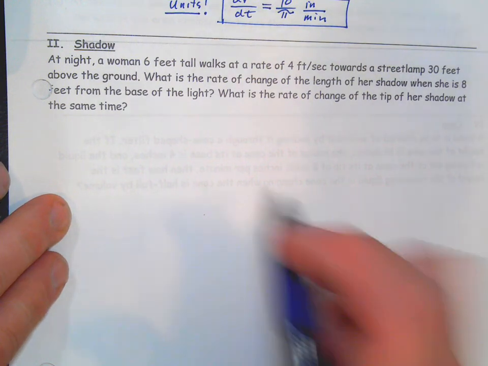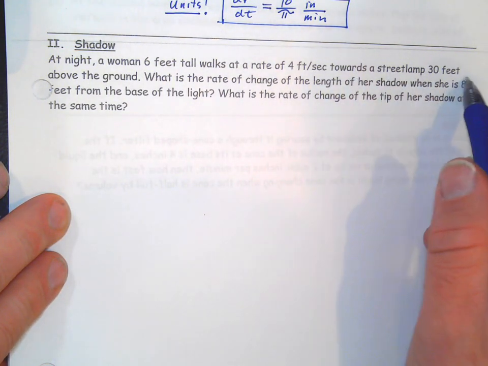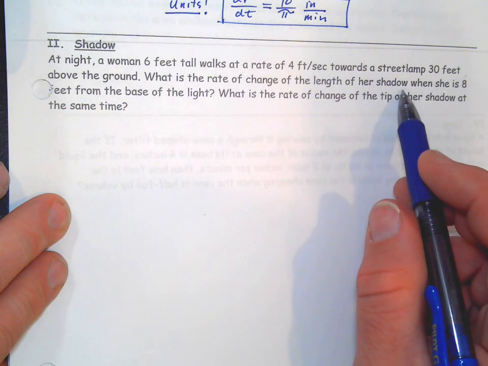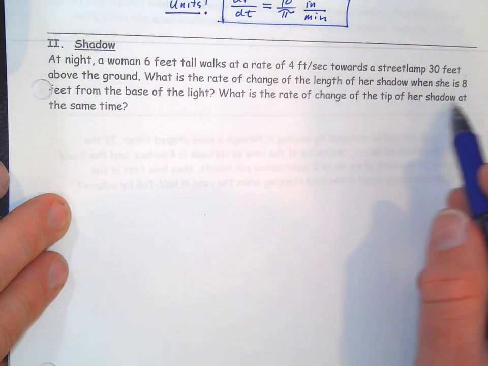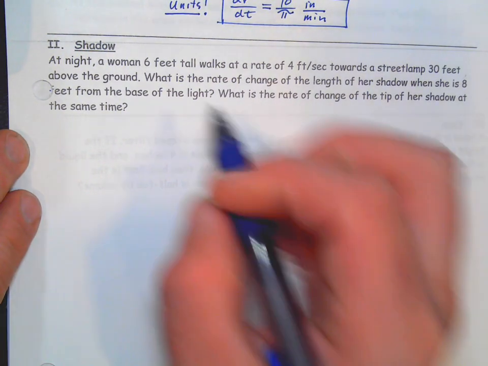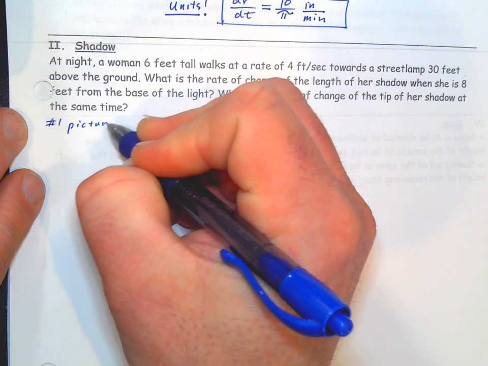Here's a little more challenging one. At night, a woman 6 feet tall walks at a rate of 4 feet per second towards a street line 30 feet above the ground. What is the rate of change of the length of her shadow when she is 8 feet from the base of the light? What is the rate of change of the tip of her shadow at the same time? So, number one, we got to draw a picture, right? We got to figure out what's going on here.